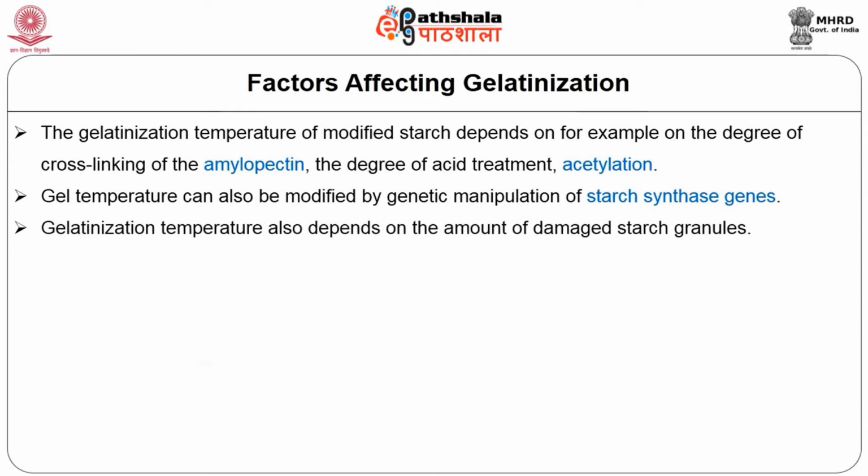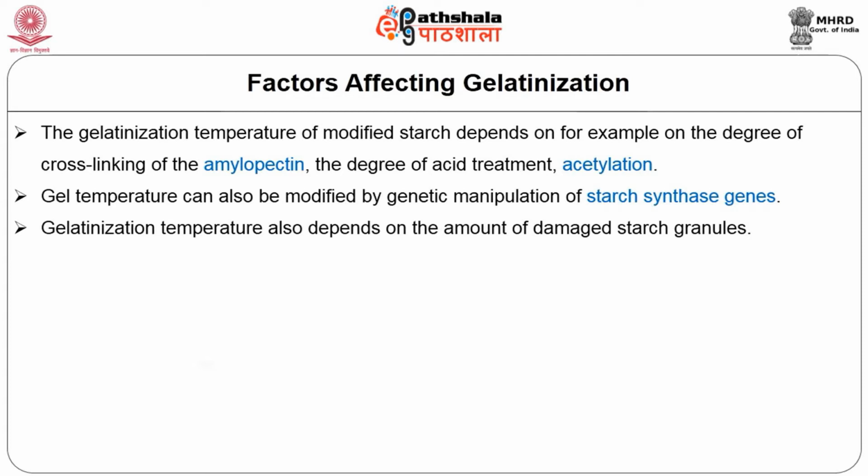Gelatinization temperature also depends on the amount of damaged starch granules. These will swell faster. Damaged starch can be produced, for example, during the wheat milling process or when drying the starch cake in the starch plant. There is an inverse relationship or correlation between gelatinization temperature and glycemic index. So, what is this term glycemic index?